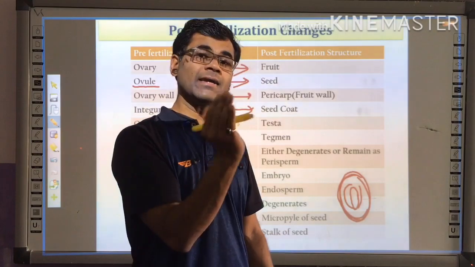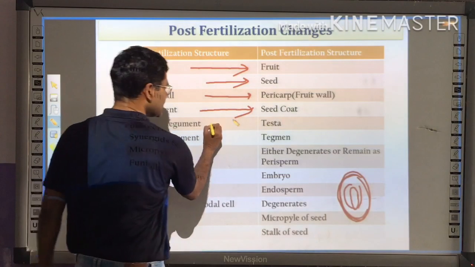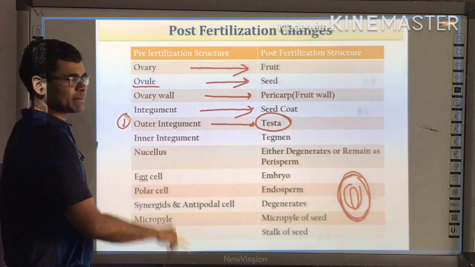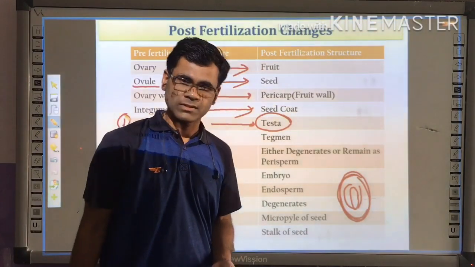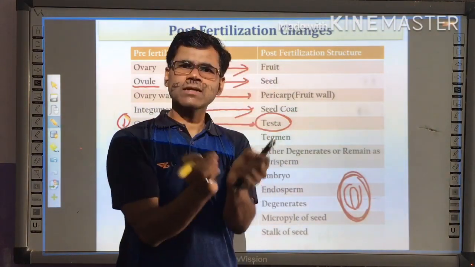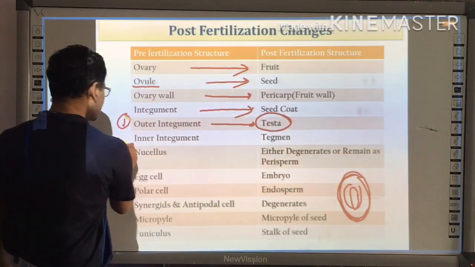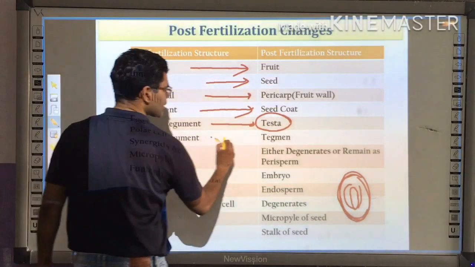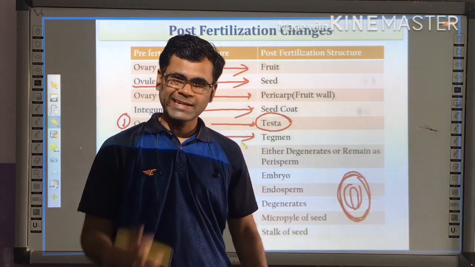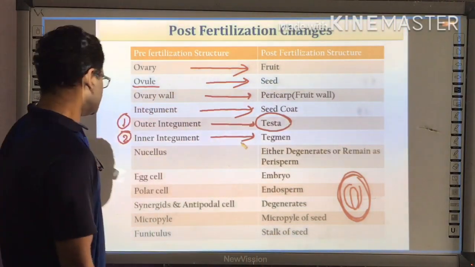Outer integument and inner integument. For such ovaries, the outer integument converts into the testa. A very important point as far as your examination is concerned. The outer integument of the ovary converts into a thick, tough coat called the testa, and the inner integument converts into the inner layer, called the tegmen. Tegmen, inner layer; testa, outer layer.